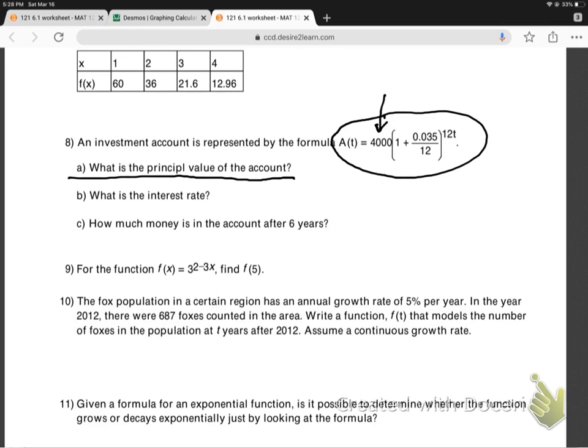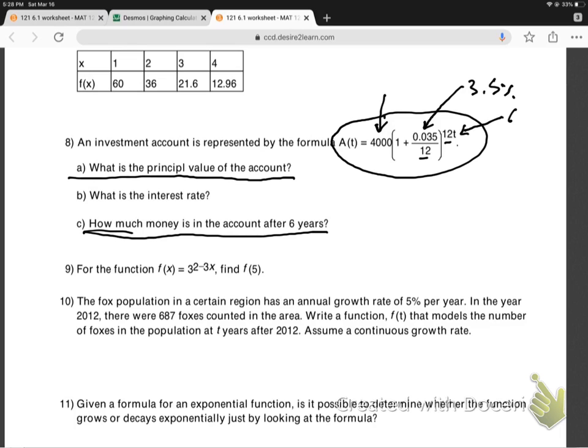The interest rate is, this is in decimal, so this is 3.5%. You just have to look at the compound interest formula. How much money is in the account after 6 years? Well, you just plug 6 into there and put it in your calculator, okay? By the way, don't forget the 12 means it's being compounded monthly.